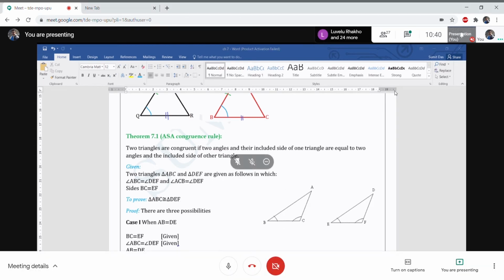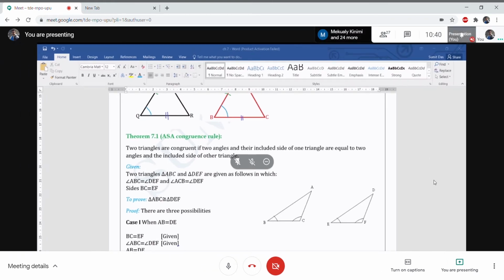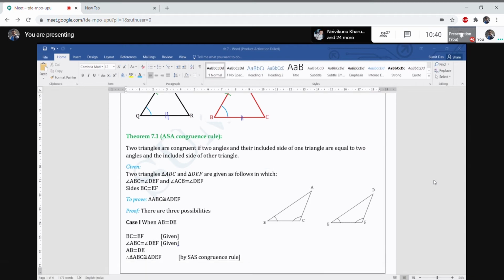And to be honest, if any theorem comes, because you can see that chapter 9 and chapter 10, area related to parallelograms, and the circle chapter are deleted.